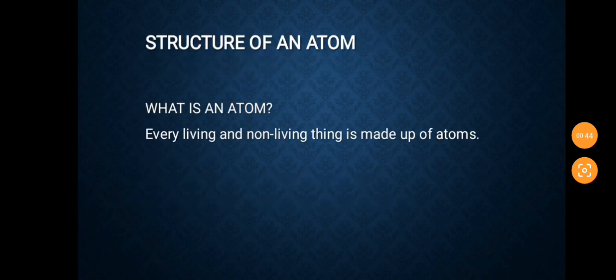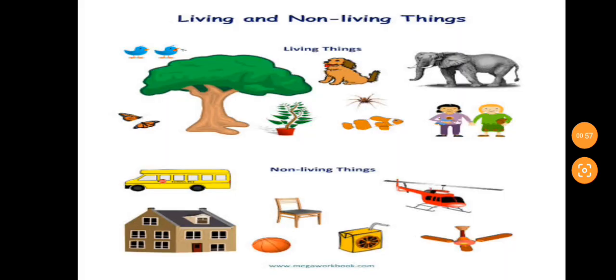So what is an atom? Every living and non-living thing is made up of atoms. I'll say that again. Every living and non-living thing is made up of atoms. These are examples of living things and non-living things. As you can see in the images on the screen, examples of living things are birds, butterflies, trees, flowers, dogs, elephants, and humans. For non-living things, you can see a chair, a house, a basketball, and a ceiling fan.